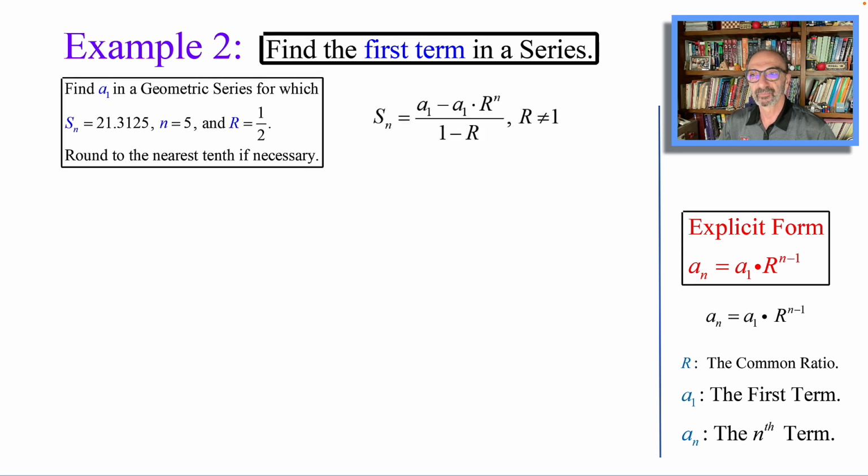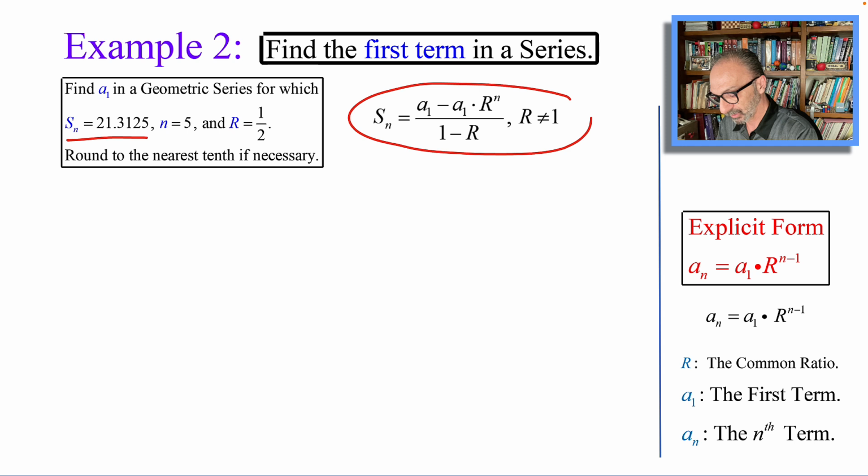Here's the problem. Without all the notes, so you could do it step by step. So we have the sum formula that we're going to be using, and on the left side, step by step, I have the following. Instead of s sub n, we're using the sum, which is this much right here. So the left hand side of this formula will be 21.3125.